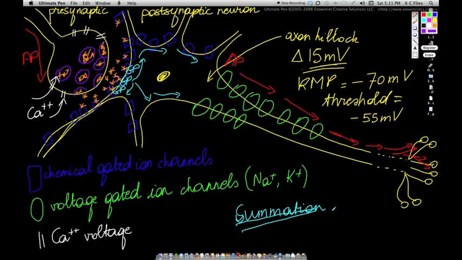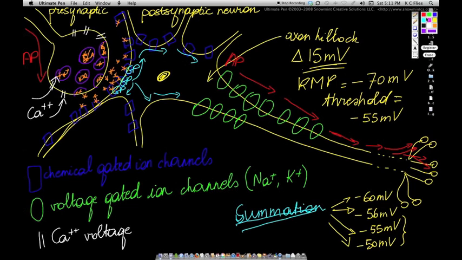So if summation reaches, let's say, minus 60 millivolts, we're not going to fire an action potential. If we reach minus 56 millivolts, according to our agreement of there needing to be a change of 15 millivolts, we're still not firing an action potential. On the other hand, if our graded potentials succeed in reaching minus 55 or beyond, perhaps minus 50, yes, we will now indeed fire an action potential.